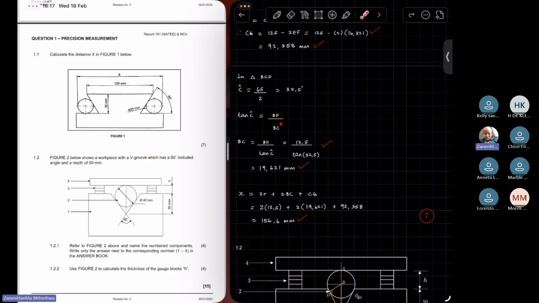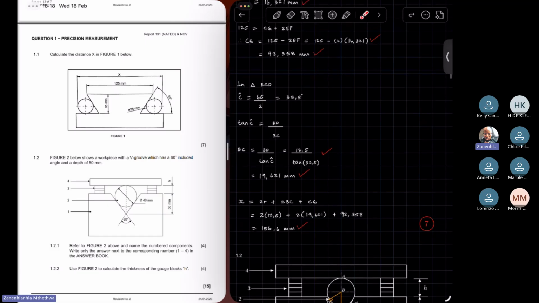And of course, we are looking for BC, so we make BC the subject. Hence, manipulating this to make BC the subject, we get BD divided by tan C, C being equal to 32.5 degrees. And then if we punch this in your calculators, we get 19.621 millimeters.